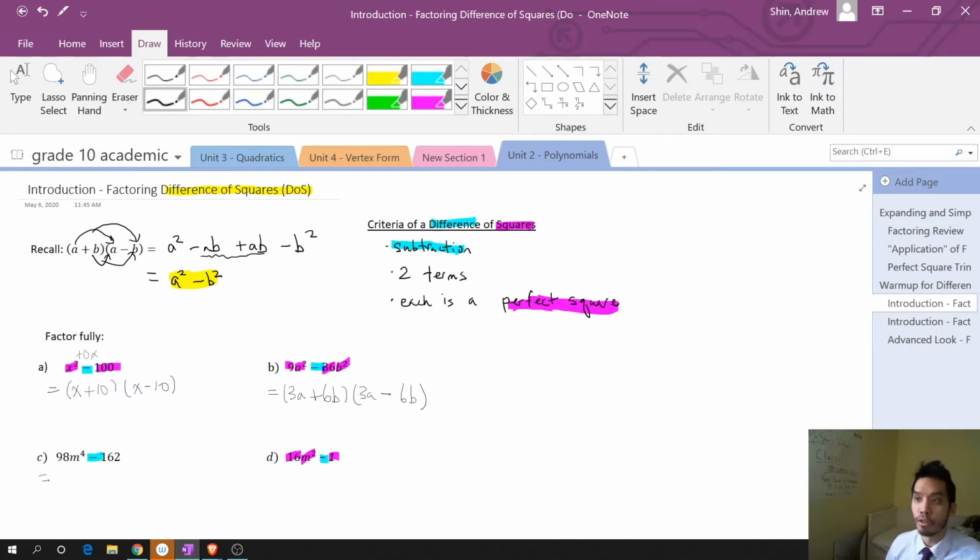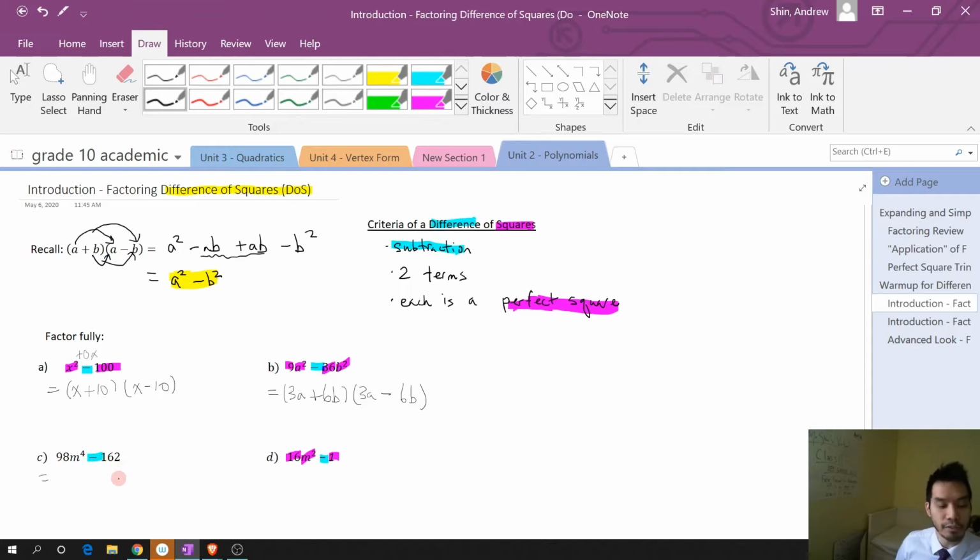Now remember, there's always one type of factor you should always check first. It's common factoring. So always check common factoring first. In this case, is there a number that goes into both 98 and 162? It's kind of hard for me right now, but I know that 8 itself is an even number and 2 itself is an even number.